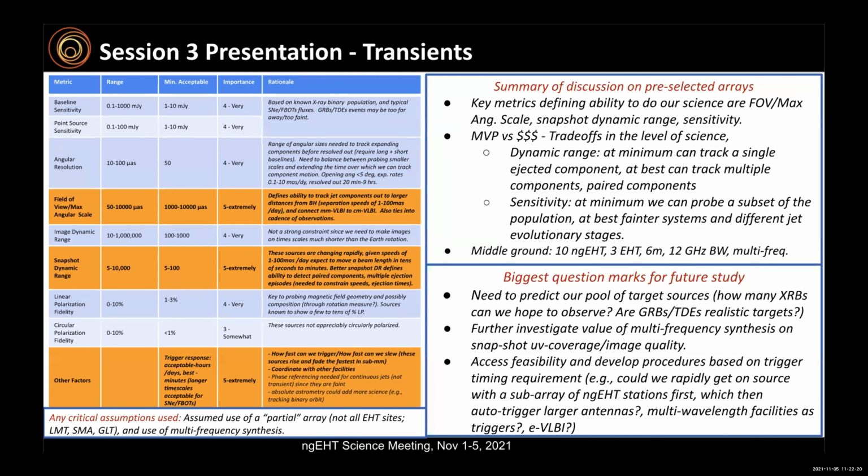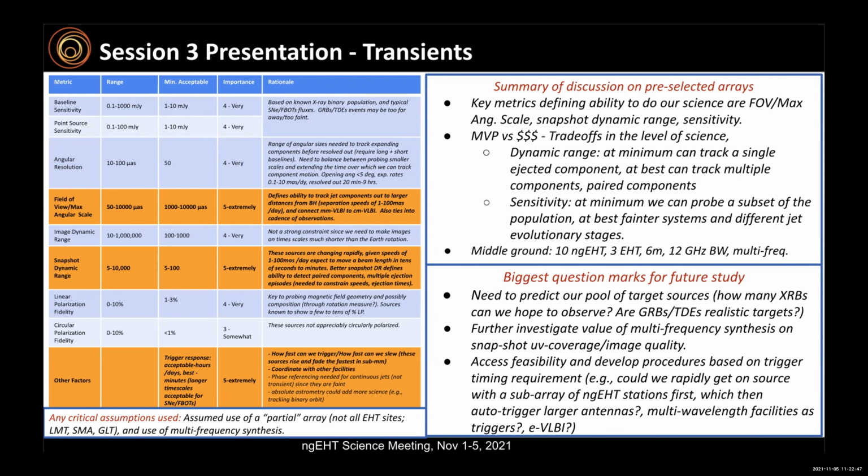And going to what we need to do for future study. So a big thing we need to do is we need to better predict and simulate our pool of targets. So this means how many X-ray binaries can we hope to observe? Are GRBs and TDEs actually realistic targets? We also want to further investigate the value of multi-frequency synthesis on our snapshot UV coverage and image quality.